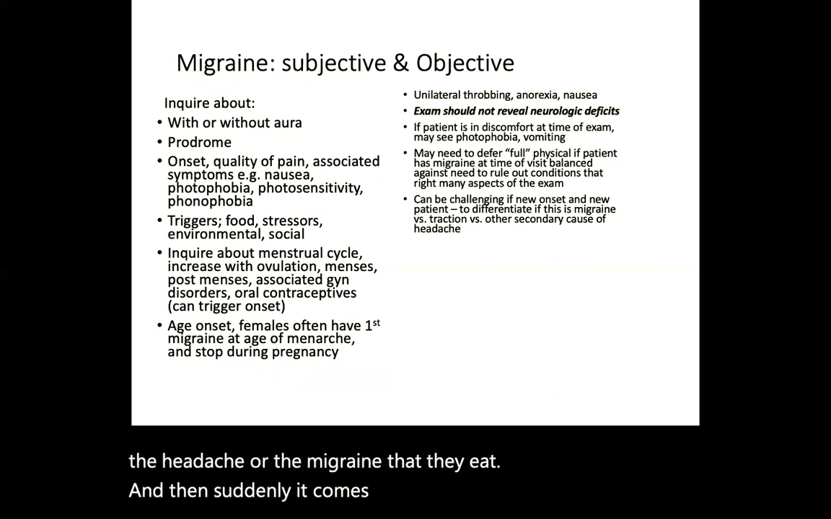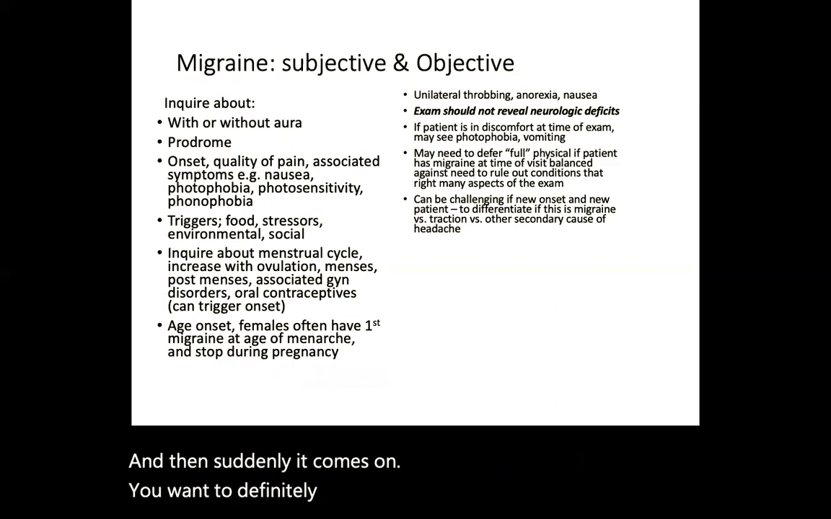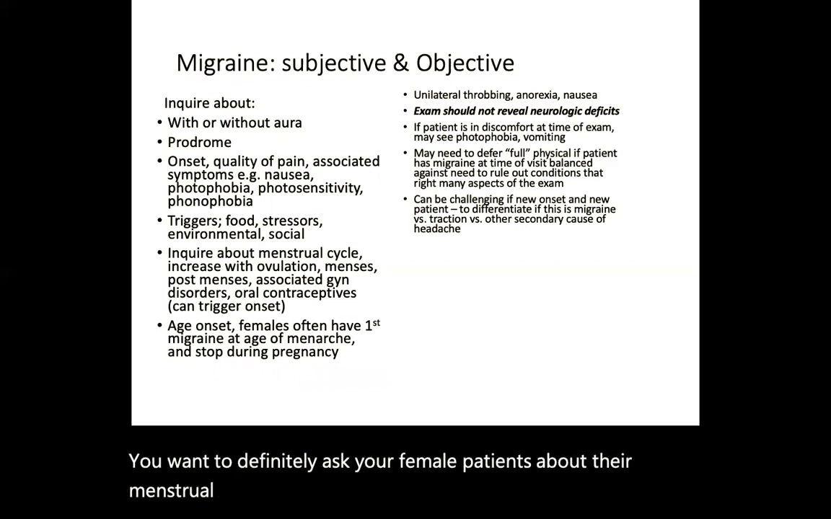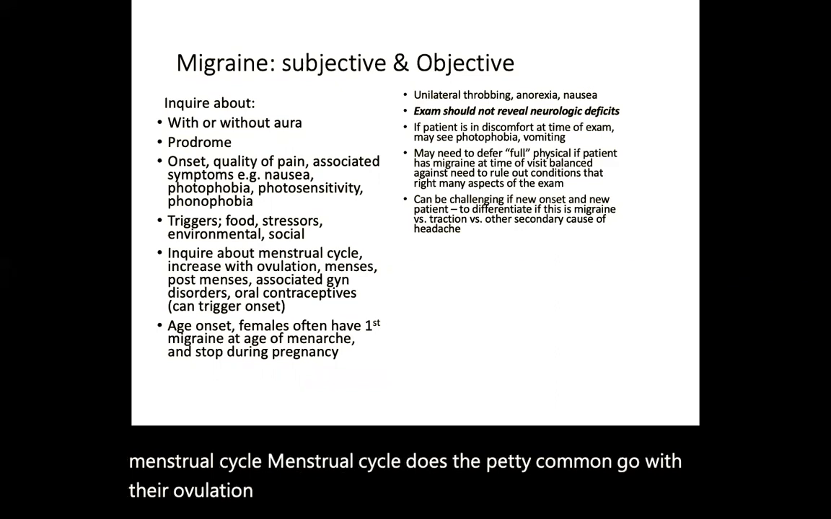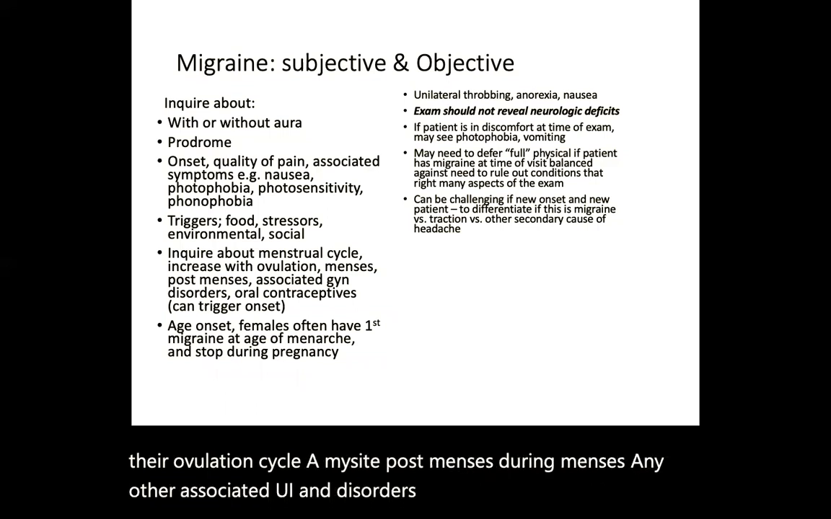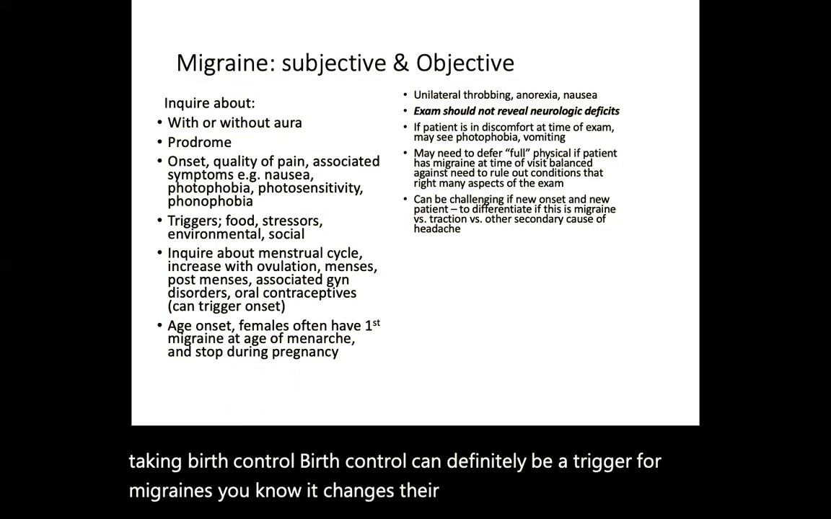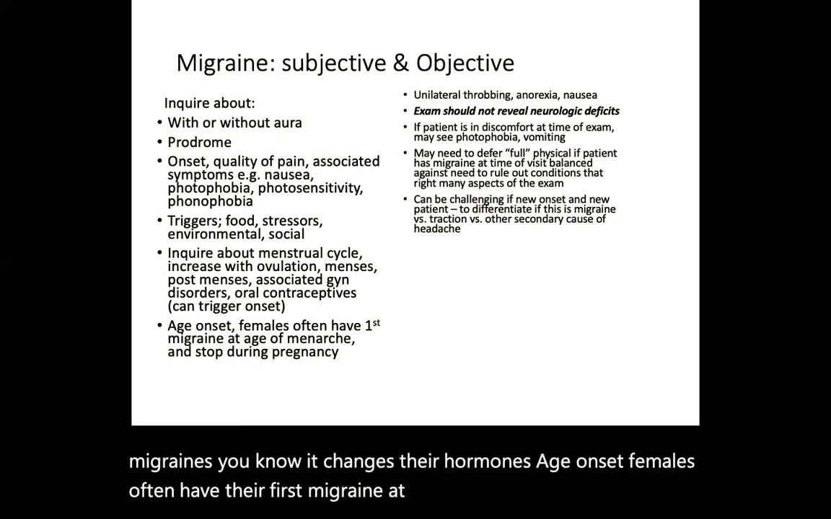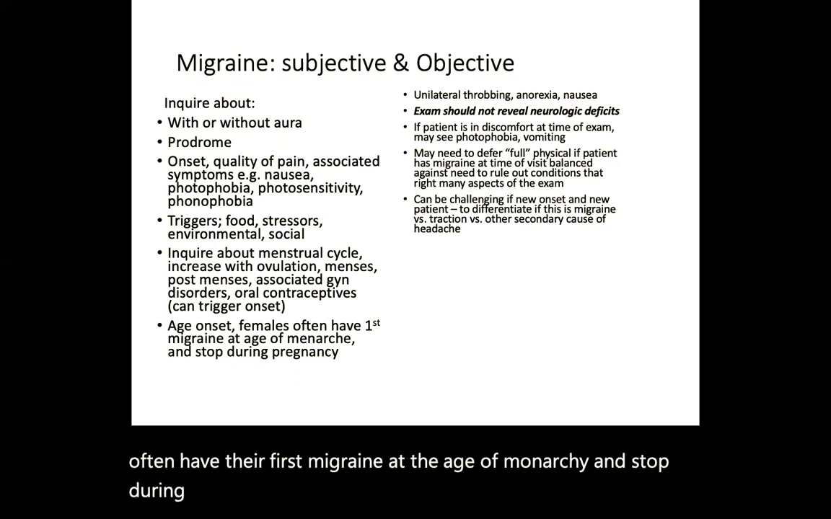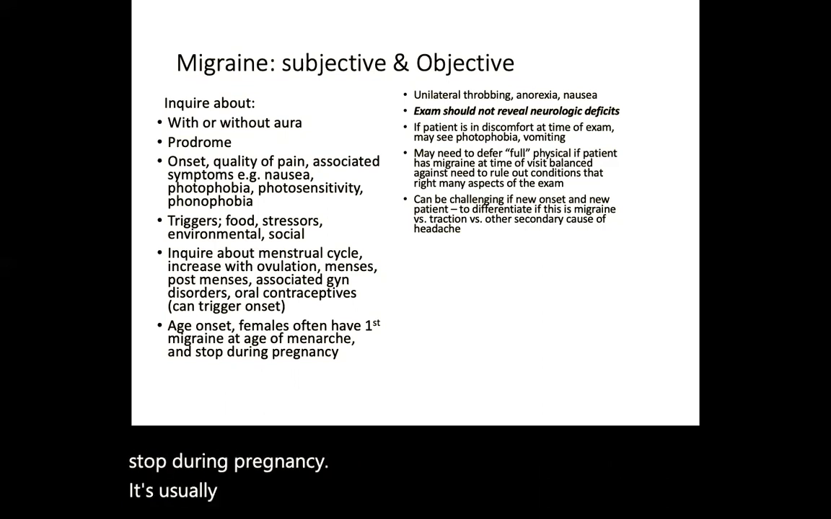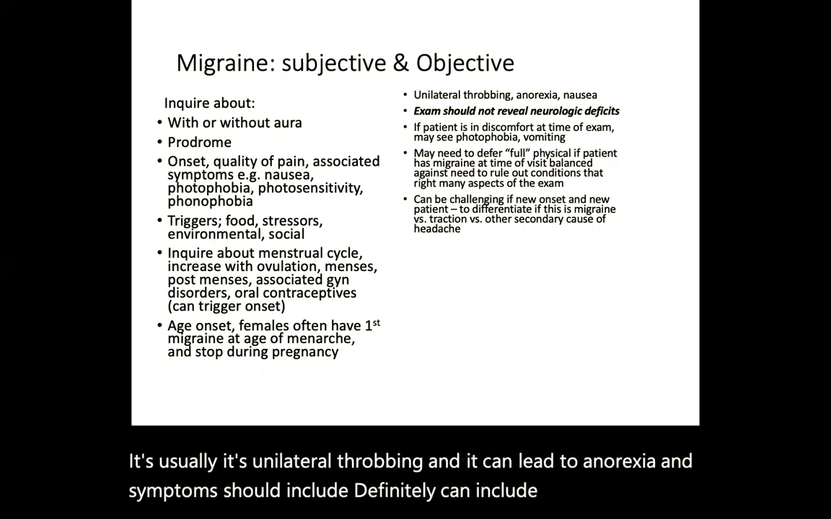You want to definitely ask your female patients about their menstrual cycle. Does the headache come and go with their ovulation cycle? Is it post-menses, during menses, any other associated GYN disorders or oral contraceptives? Are they taking birth control? Birth control can definitely be a trigger for migraines. It changes their hormones. Age onset. Females often have their first migraine at the age of menarche and stop during pregnancy. Usually it's unilateral throbbing and it can lead to anorexia, and symptoms definitely can include nausea.